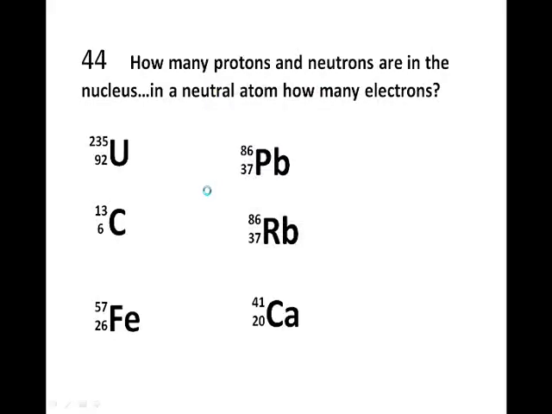Okay, AP Chemistry Chapter 2. Here we're looking at number 44. How many protons and neutrons are in the nucleus of these neutral atoms? So remember these atomic symbols. This is the mass number. You probably remember this. And the mass number is protons plus neutrons.